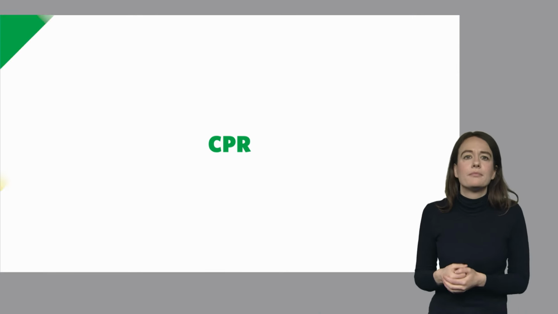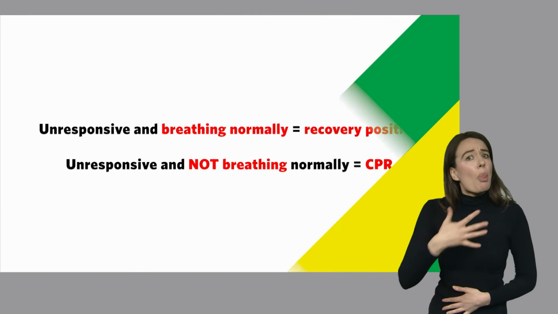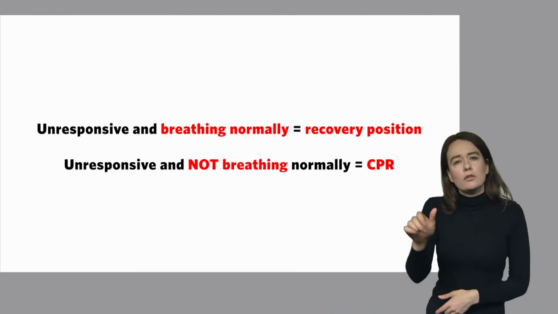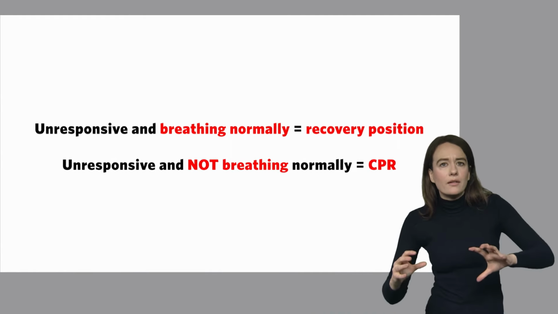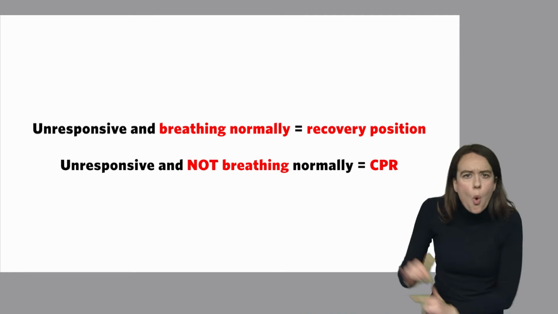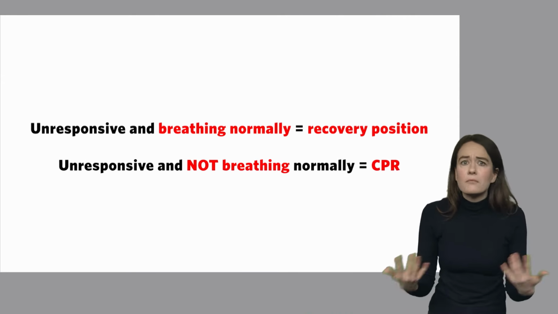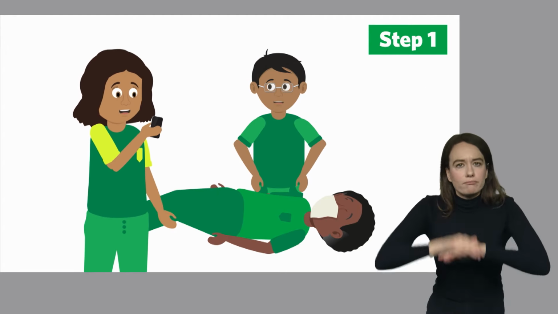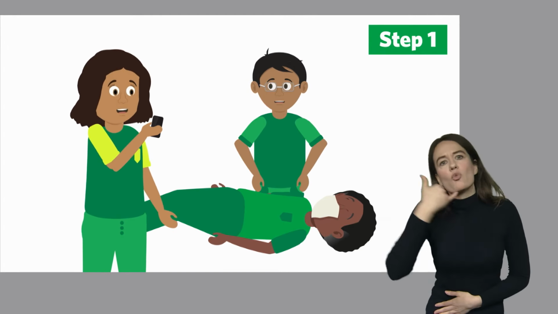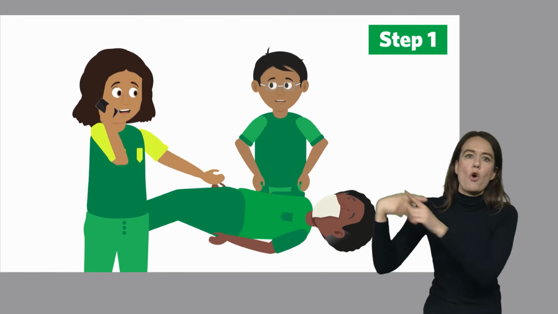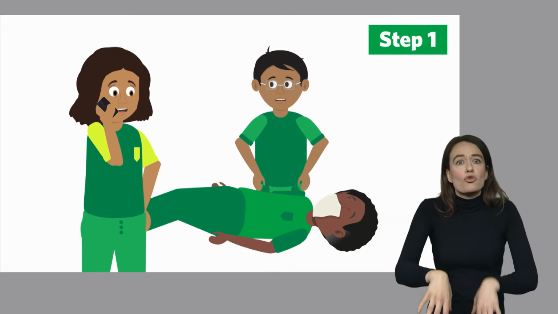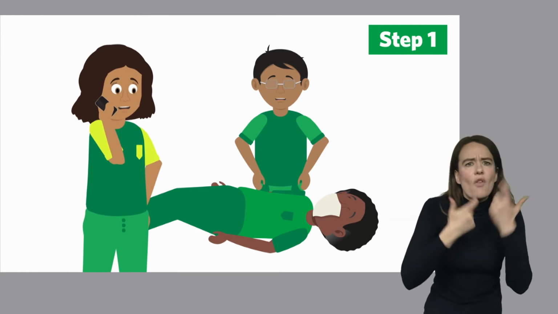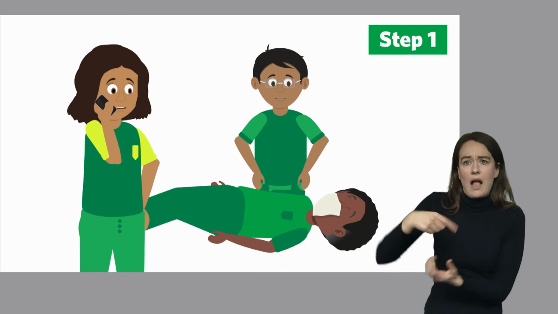So, if your casualty is unresponsive and is breathing normally, you should place them in the recovery position. However, if you establish from the primary survey that they are unresponsive and not breathing normally, you should follow these steps to give CPR. Ask a helper to call 999 or 112 for emergency help whilst you start CPR. Ask the helper to find and bring a defibrillator if there's one available nearby.